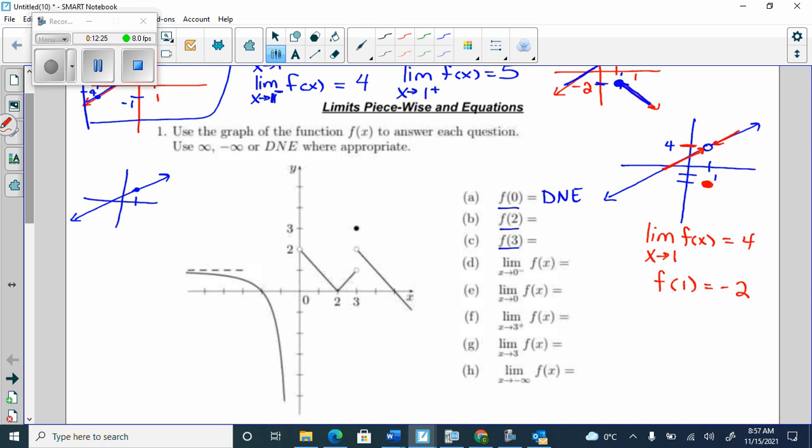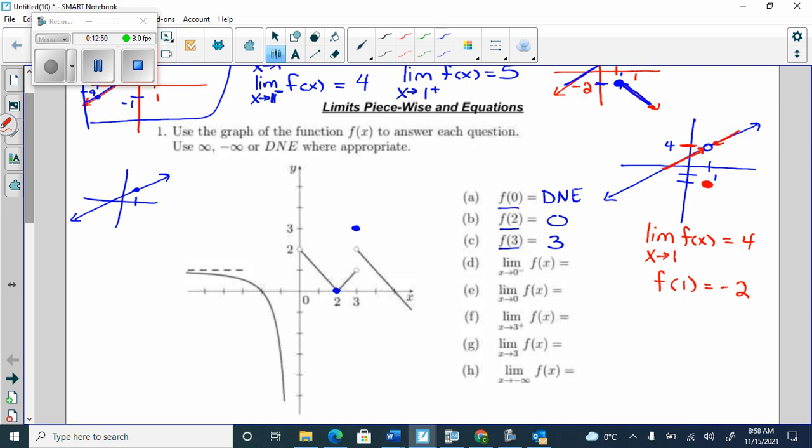F of 2. It's at 0, because I'm not asking you what it's approaching. I'm just asking what the heck is y when x is 2. So it's 0. F of 3. It's 3. It's the only closed dot. The other ones aren't closed. So f of 3 is 3, because it's the y value of the closed dot.